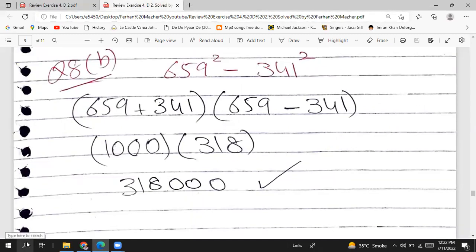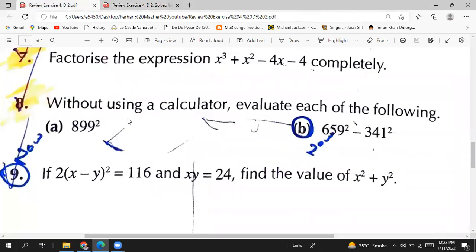So we can do this: 659 square minus 341 square. It will be 659 plus 341 in one bracket, and in the other bracket it will be 659 minus 341. The first bracket's answer will be 1000. The second bracket, 659 minus 341, will be 318. So multiply the 318 with the 1000, and that will be equal to 318,000. So this is how you will do question number 8 and its B part.